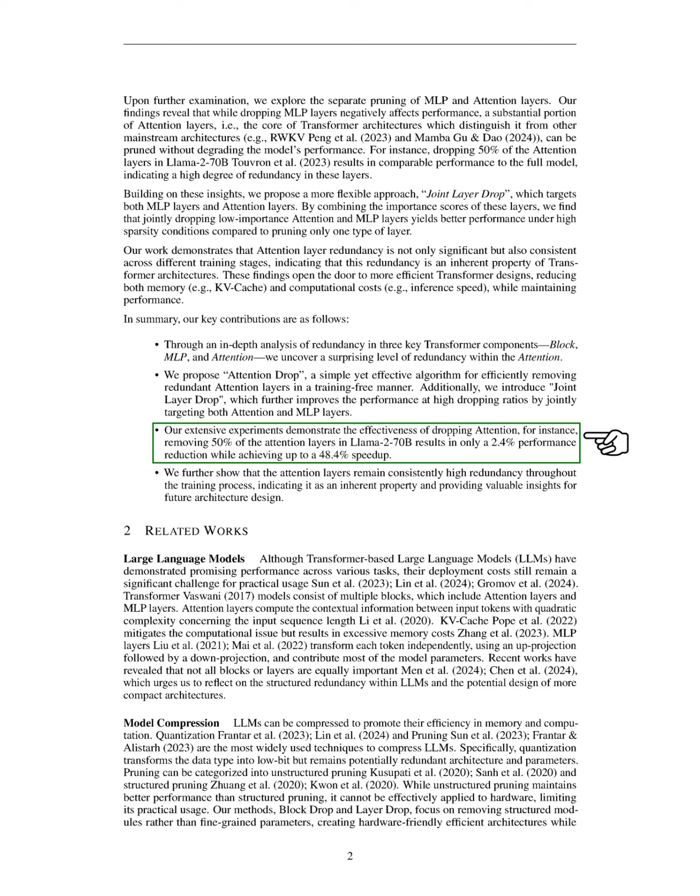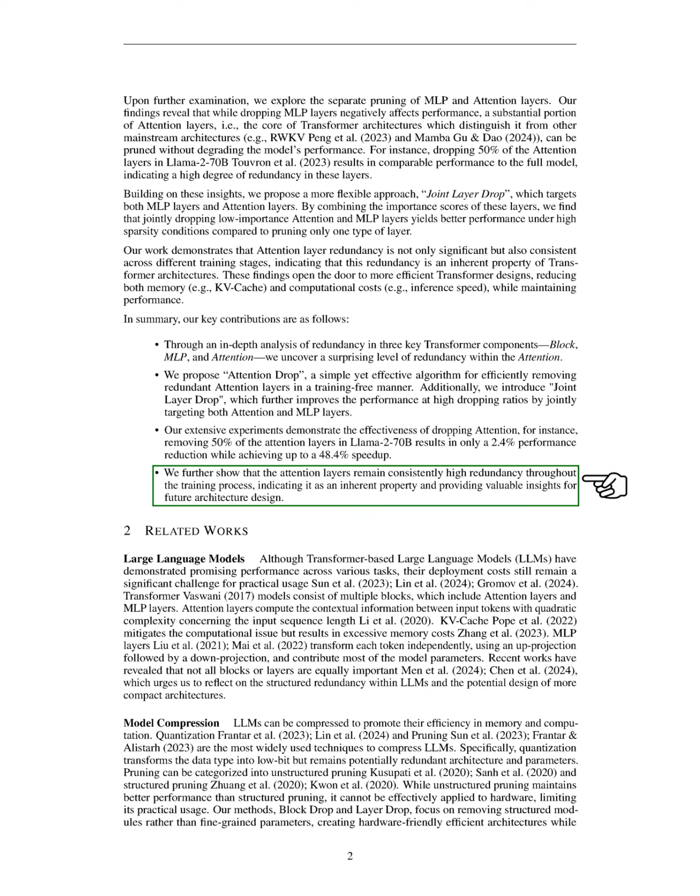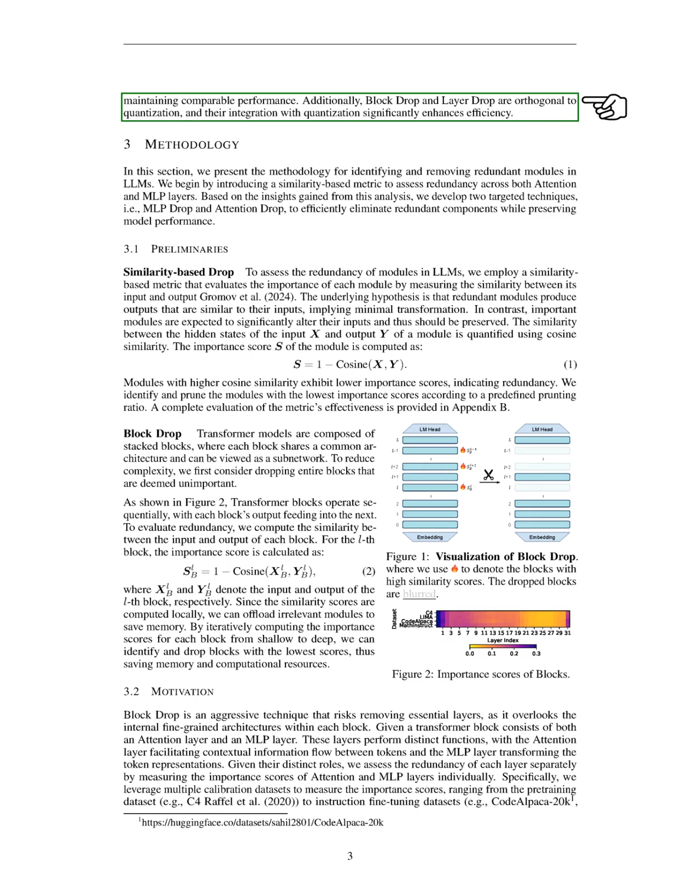Our extensive experiments show that dropping attention layers, such as removing 50% in Llama 2 70B, results in only a 2.4% performance drop while achieving up to a 48.4% speedup. We also demonstrate that attention layers maintain high redundancy throughout training, indicating this is a fundamental property and offering valuable insights for future architecture design. Next, we explore related works in the field.